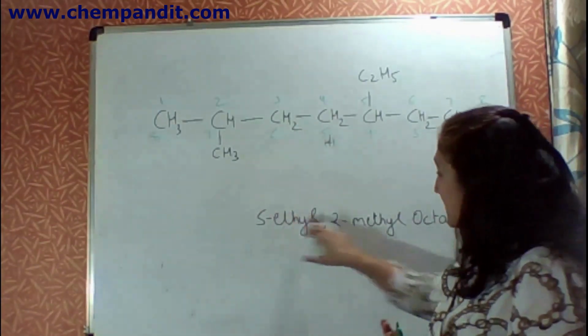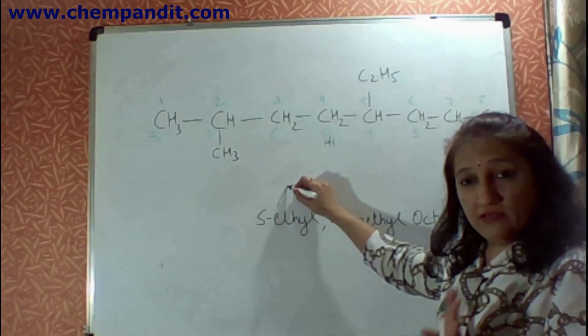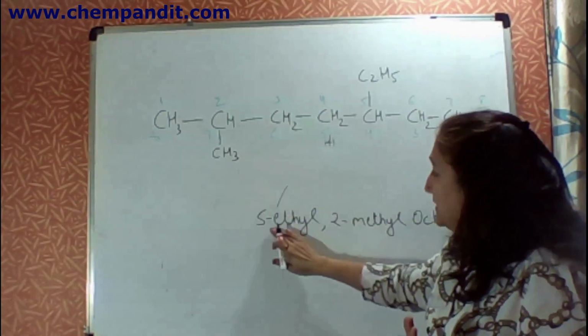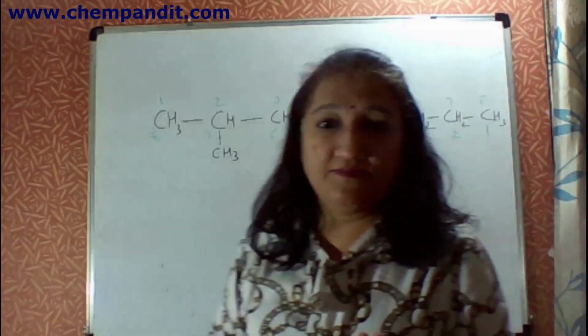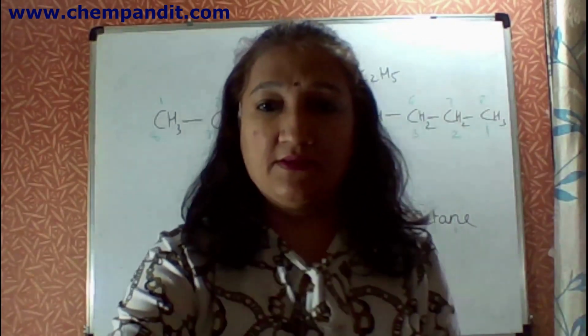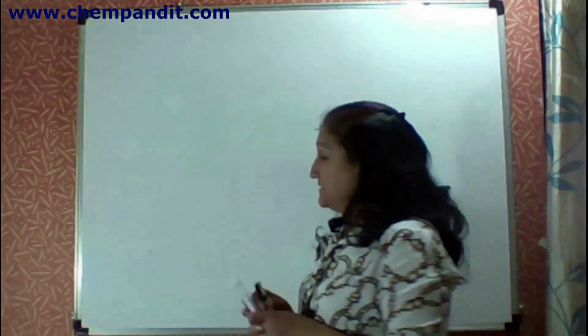Why? Because while writing the names, alphabetical order will be followed. So as per that alphabetical order, E comes before M. So we will write ethyl first and then methyl. Is that clear? Let's take one more example.